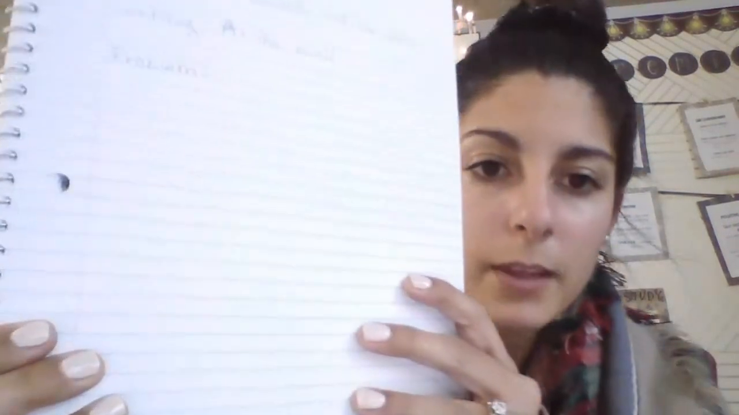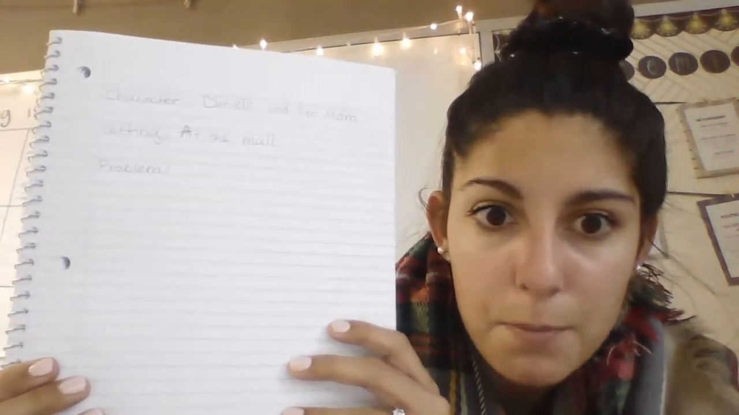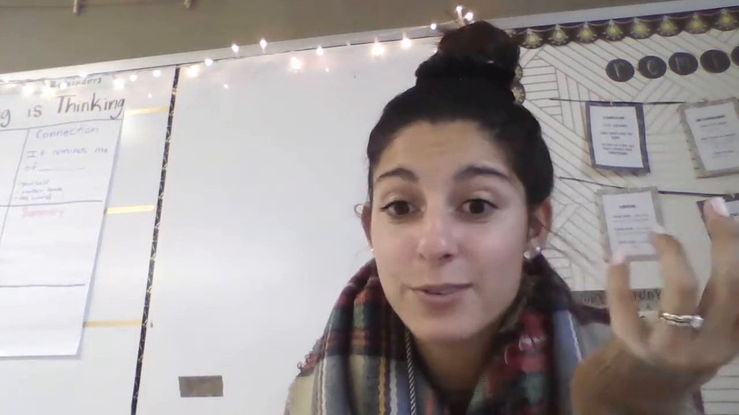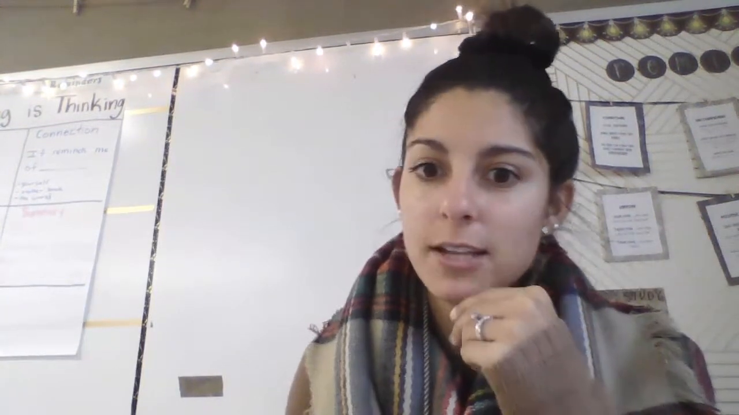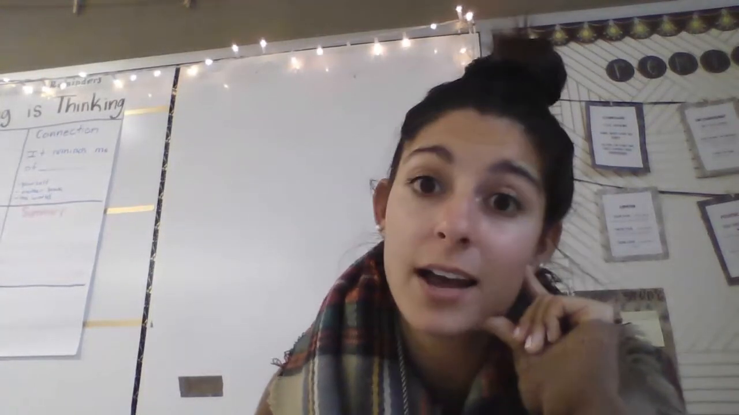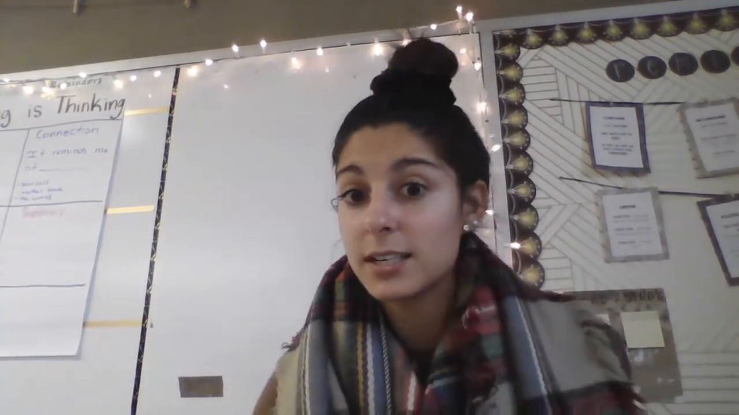okay? The next thing you need to come up with is your problem. So here's my problem. I wrote it down here, problem. And now I have to think of what goes wrong with Daniela and her mom at the mall. I'm going to use that issue. Remember how we talked about issues last week that you can include in your stories? Well, I'm going to use the issue of not having enough money. So Daniela is not going to have enough money for this coat that she really wants. So I'm going to write that down.